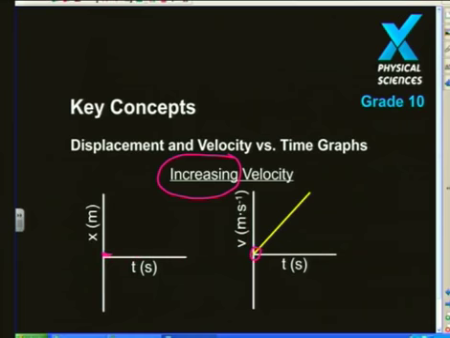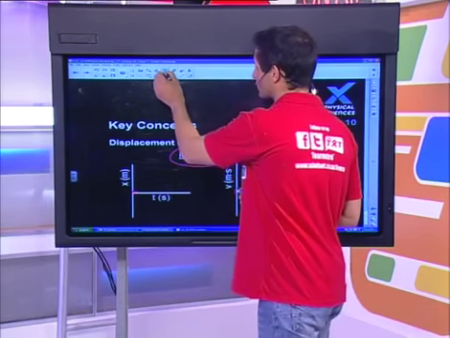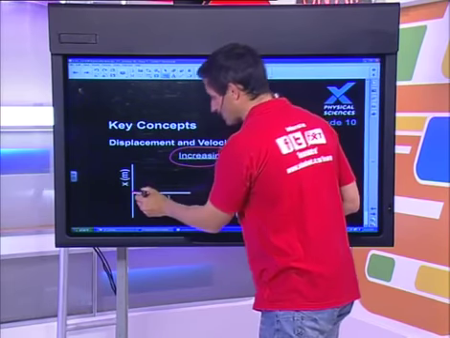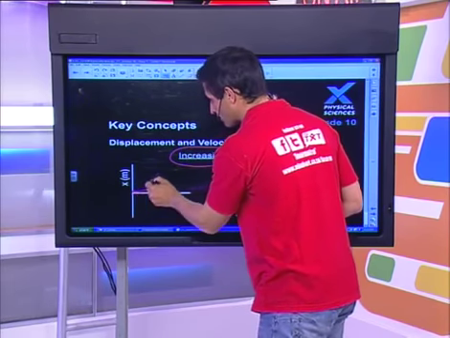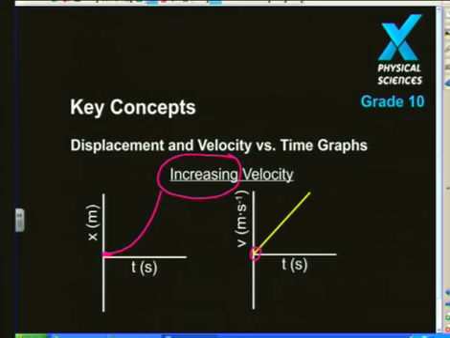Now, what happens as time passes? My velocity is going to increase, so my gradient should also increase. So drawing this together, I should have an increasing gradient. The line should be getting steeper and steeper and steeper. That means that my object is traveling faster. So there we go, I can see a steeper gradient. And a steeper gradient on a displacement time graph means that my velocity has increased.